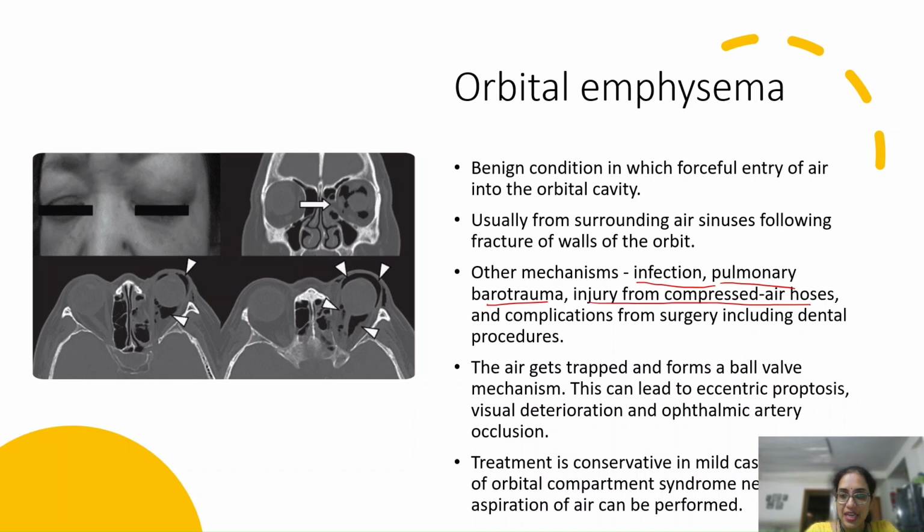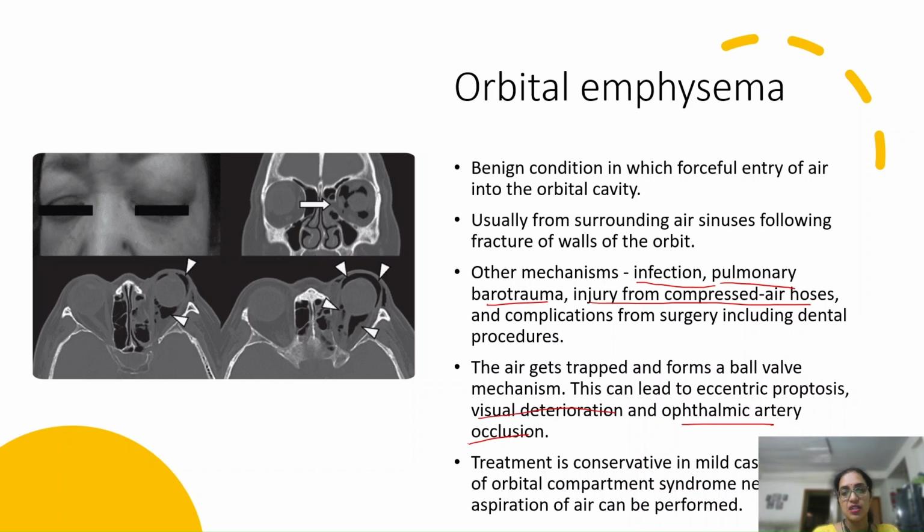So what happens if there is air within the orbit? We all know that the orbit can have a closed compartment or an intraconal space. There is a lot of restriction. So what if the air gets trapped and it acts like a space occupying lesion there? So it can cause orbital compartment syndrome. So this can lead to proptosis, and if it is in very close proximity to the optic nerve, due to the increase in pressure, there can be damage to the optic nerve causing visual deterioration, and ophthalmic artery occlusion can also result.